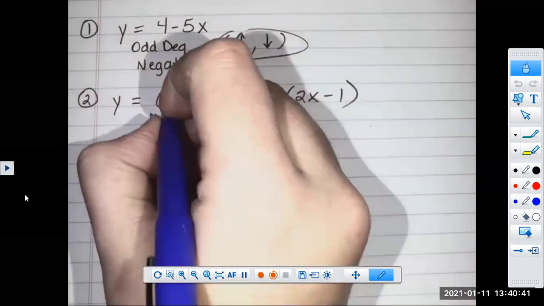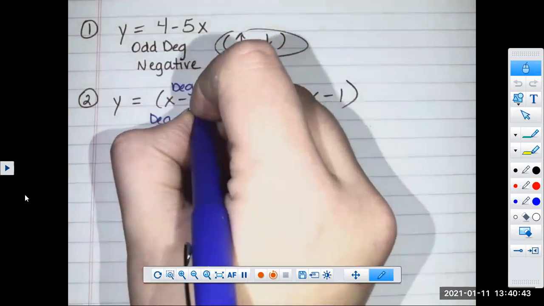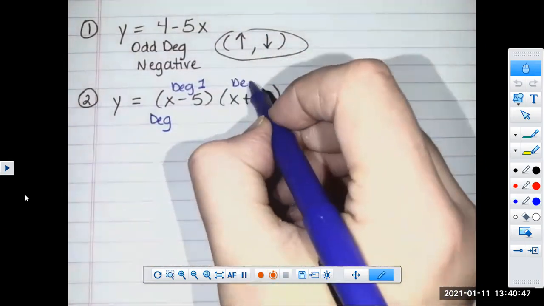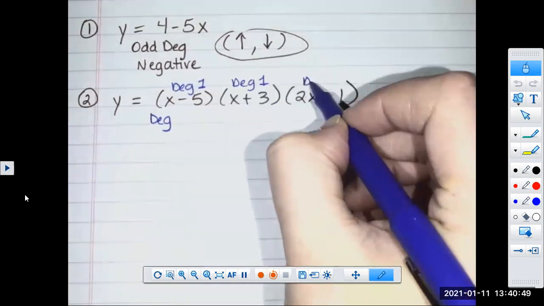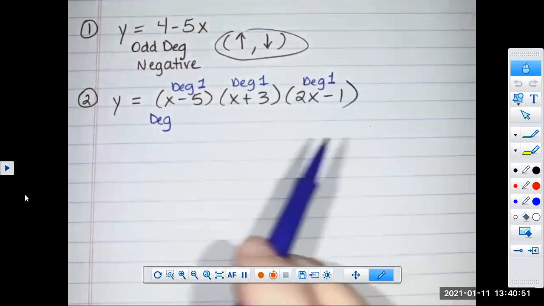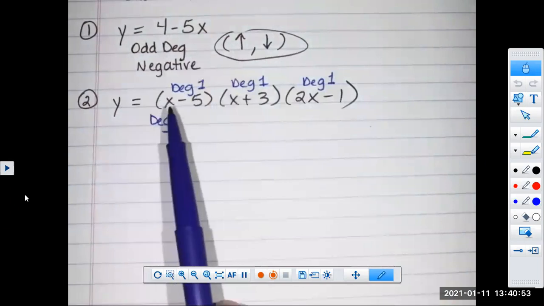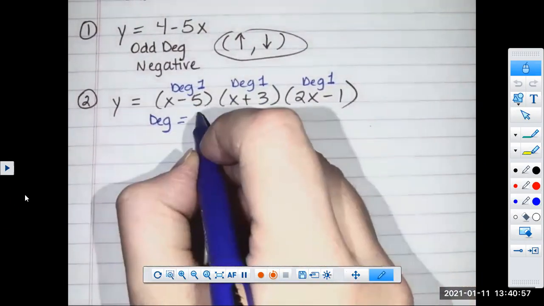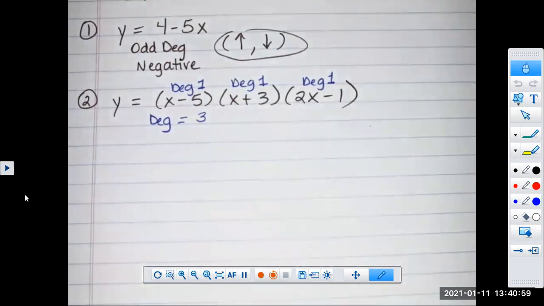Good. My degree here would be 1. What's my degree in the middle? It's also 1. What about the degree at the end? It's also 1. So to get your degree overall, if you added those up, your degree would be what? 3.